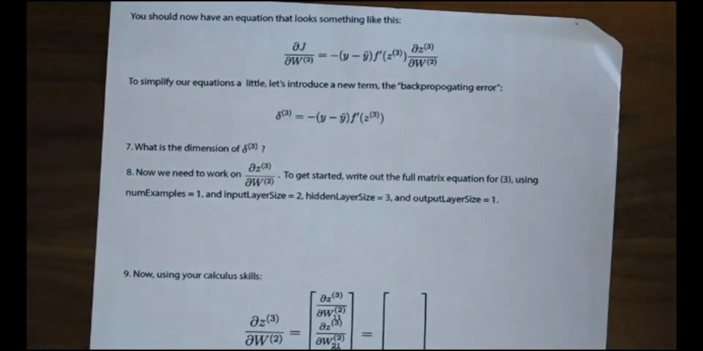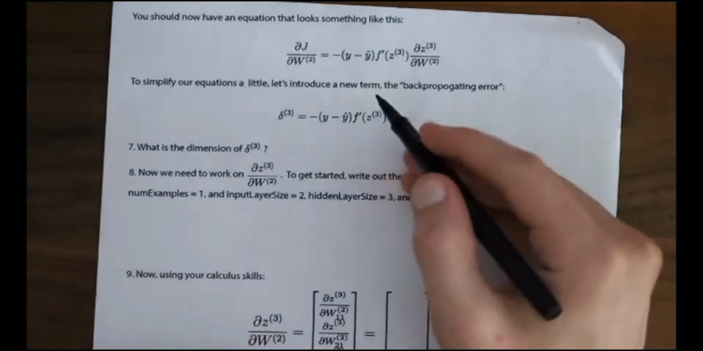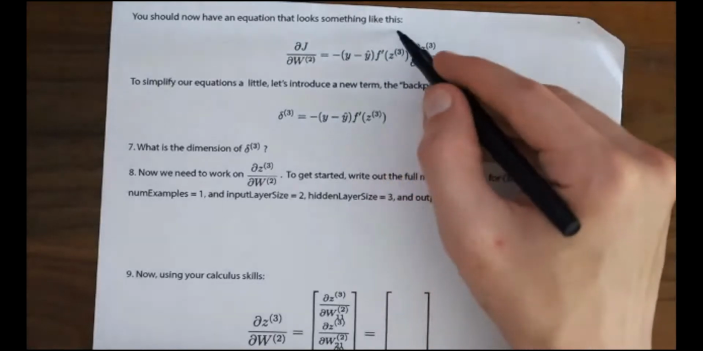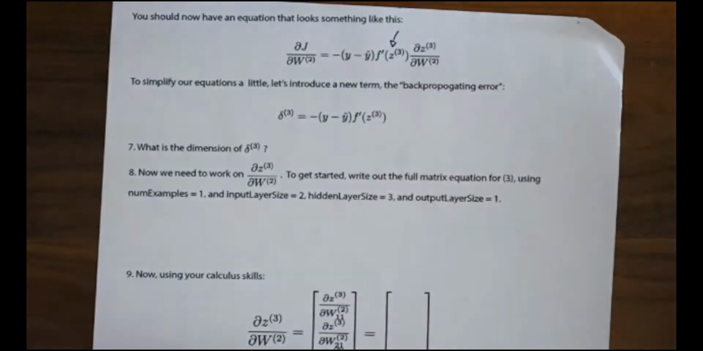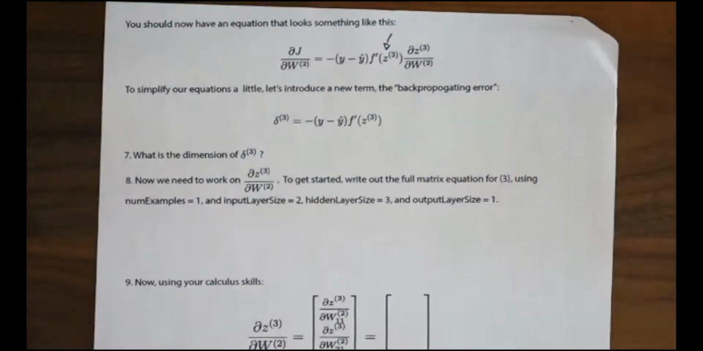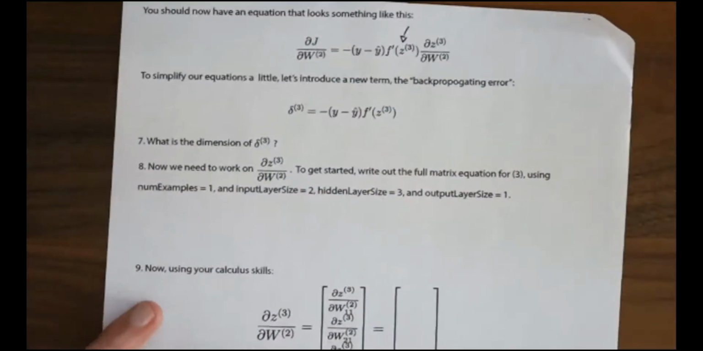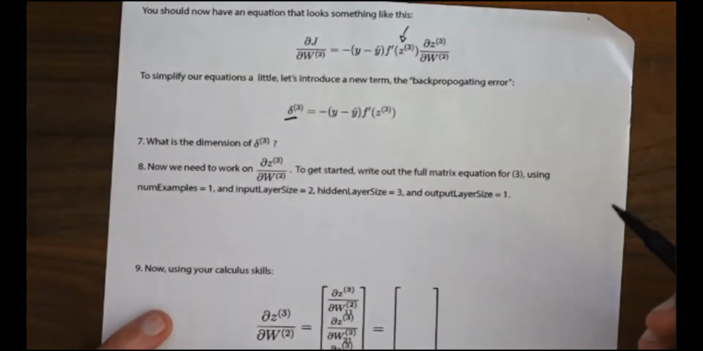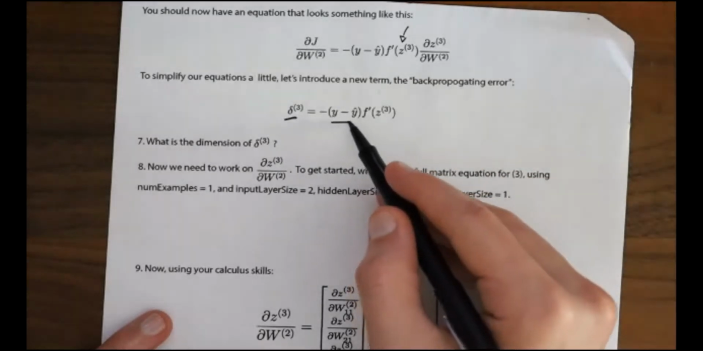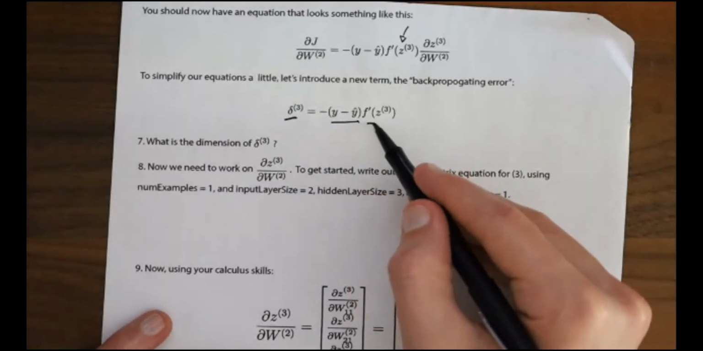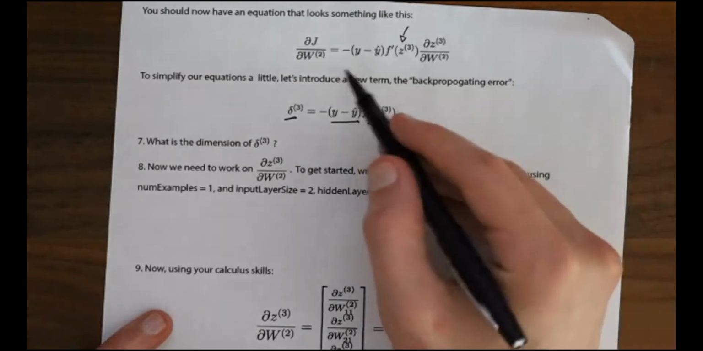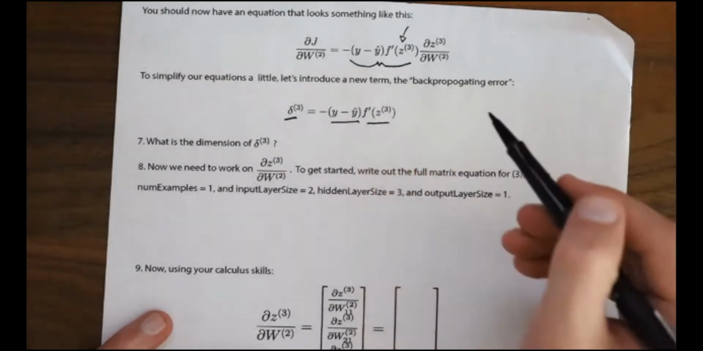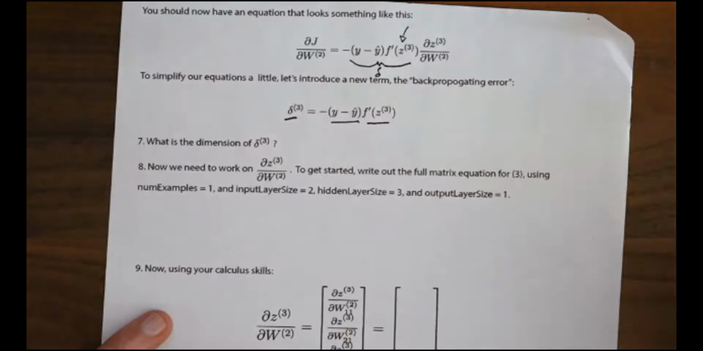Okay, so we now have an equation that looks something like this. Notice that I've substituted in f prime of z3, which we just computed. Now we're going to simplify our equations a little bit, and if you look at some of the literature and textbooks, they use this thing called a back-propagating error, which is defined as the difference of our two outputs times the sigmoid activation function. So really we're just saying, let's call this whole thing sigma. Okay, cool. Let's keep going.